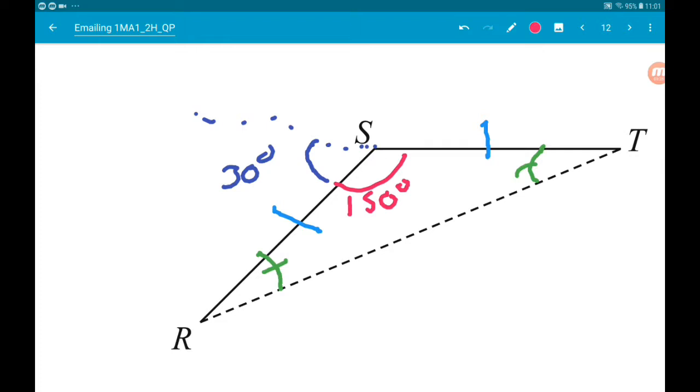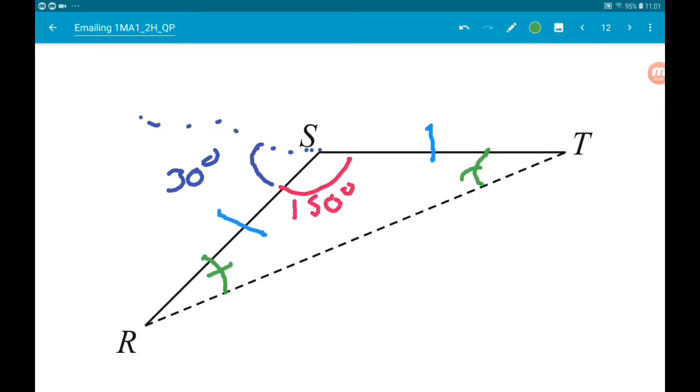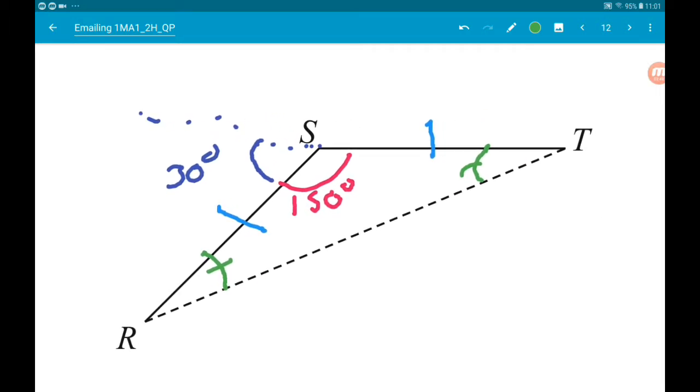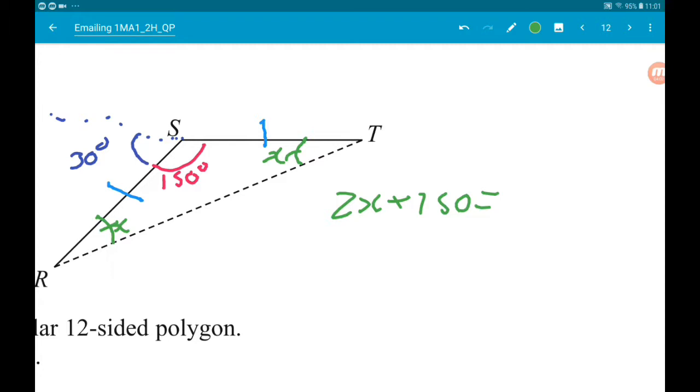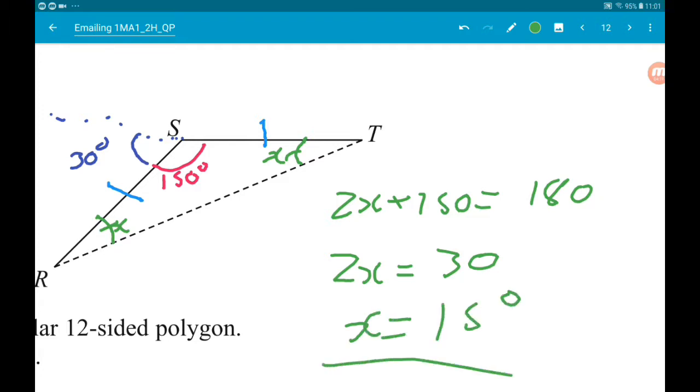So then by angles in a triangle, if we call these two angles x, then we know that 2x and 150 is equal to 180. Take 150, and then 2x is 30, divide by 2, and we get x is 15 degrees. Cool.